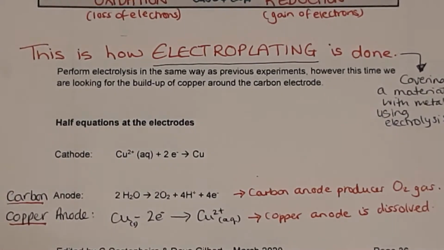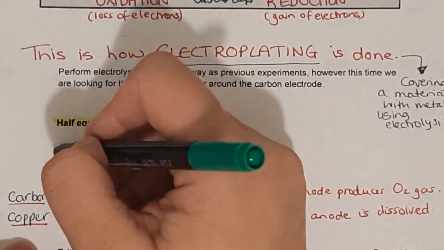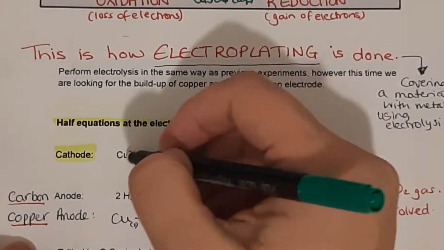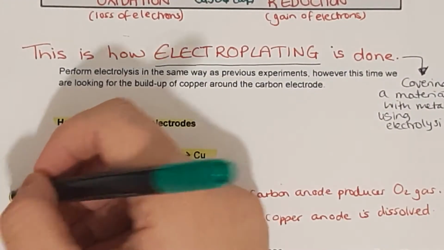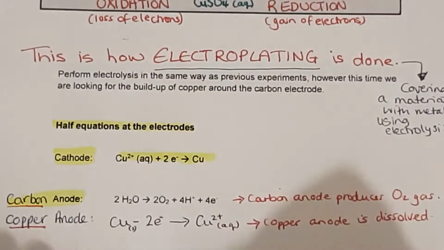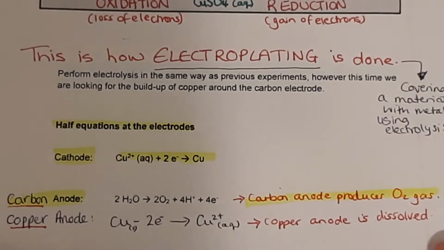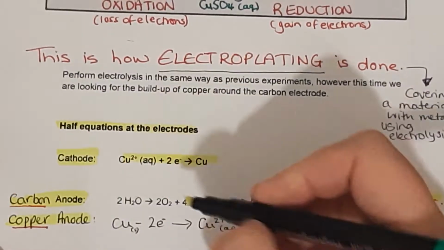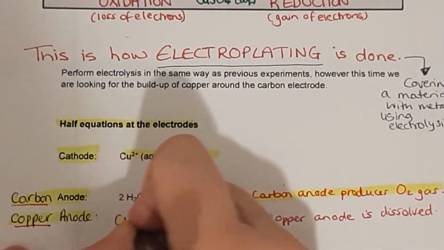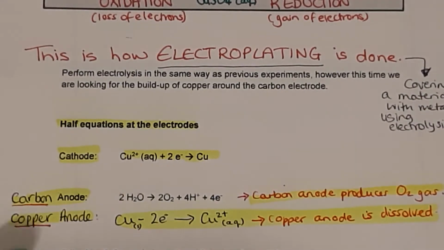Okay, so now we have the half equations at the electrodes. So firstly we have the cathode, where Cu2+ is getting 2 electrons to turn it into just pure copper, and that's being deposited on the surface. Now, if your anode is made from carbon, okay, then you will get oxygen gas being produced. Now, our anode is not made of carbon, our anode is made from copper. So what we had was our copper anode is dissolved, okay, so this is the half equation for the dissolving of the copper anode, which is what happens when you have an anode made of copper.